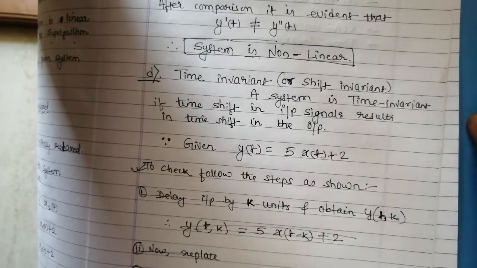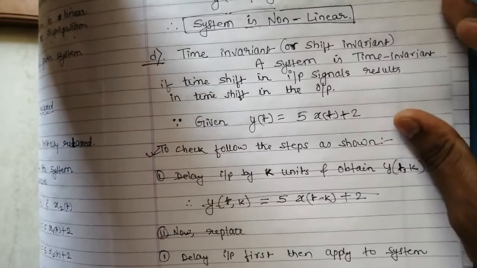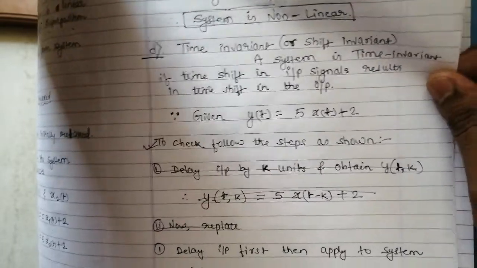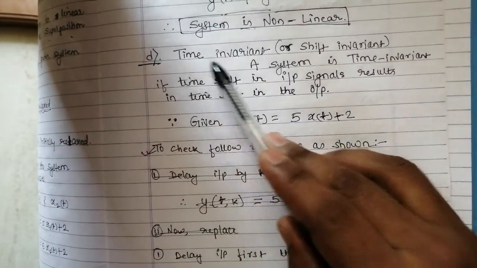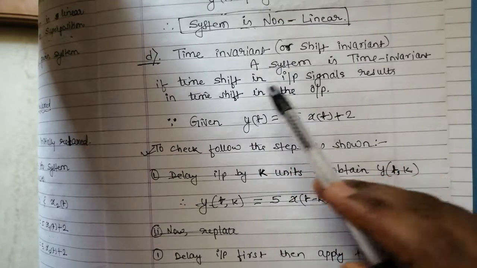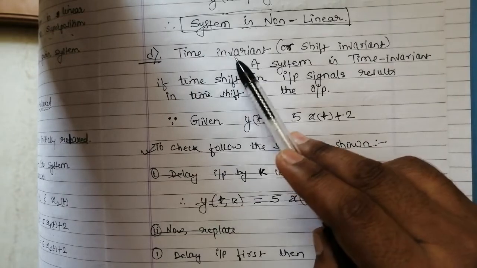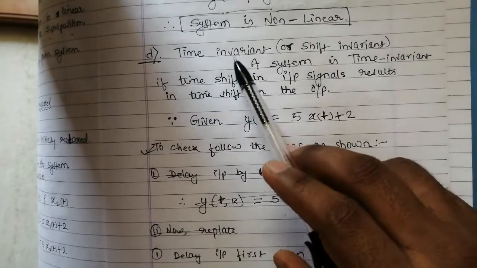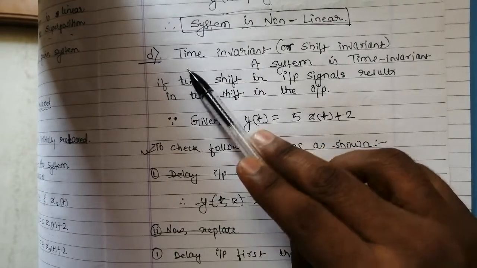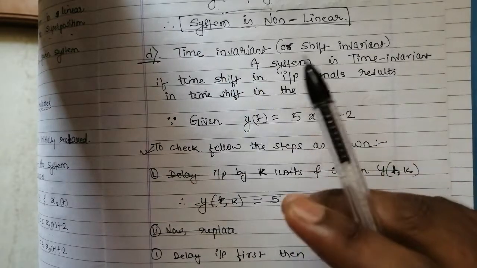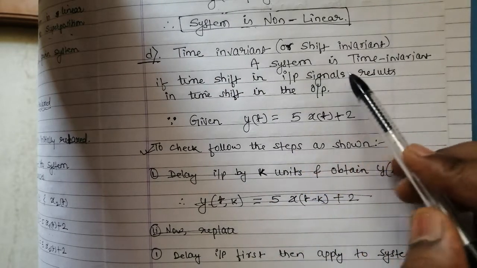Now the next is time invariant. Time invariant or shift invariant. You can say time invariant or shift invariant. Now we have to determine whether the given system is time invariant or time variant. Now let us see. A system is time invariant.